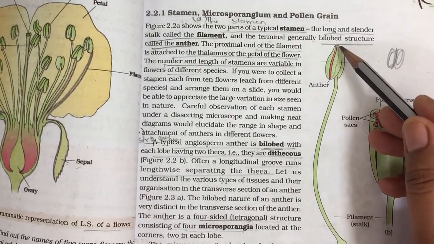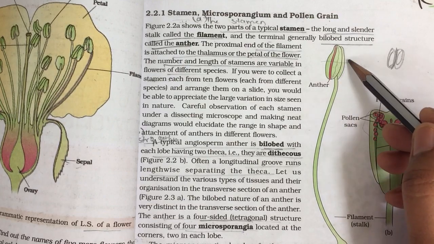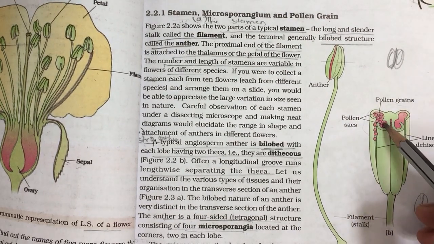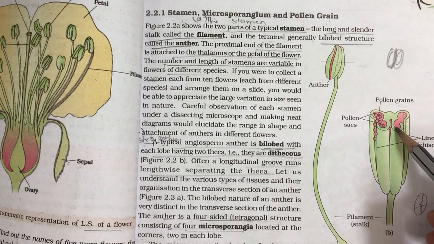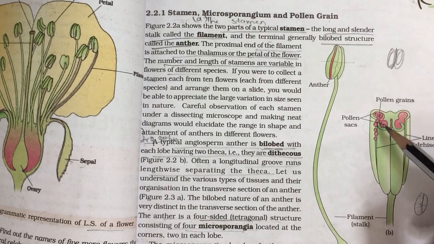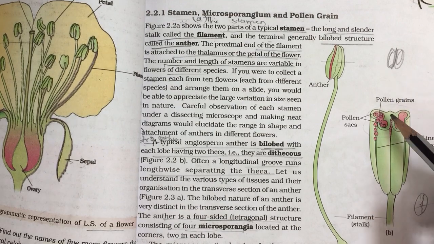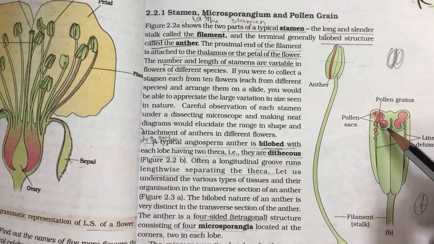The anther has two lobes, and each lobe has two thecae. When you take a transverse section of it, you will find it is four-sided, so it is tetragonal, and each side has a microsporangium. So totally it has 4 microsporangia. Later these microsporangia will produce pollen grains, and these pollen grains are stored in tubes called pollen sacs. Earlier we called them four-sided lobes, but now we call them pollen sacs when they start to produce pollen grains.